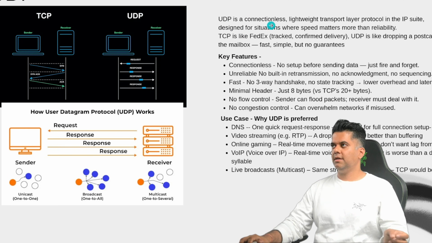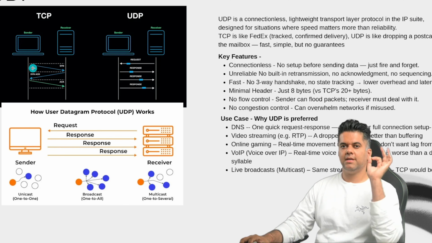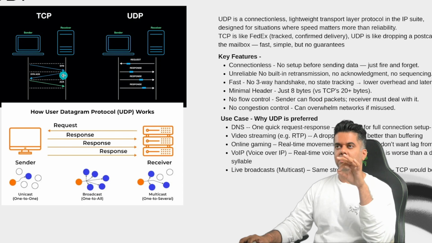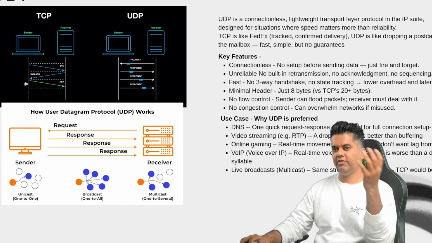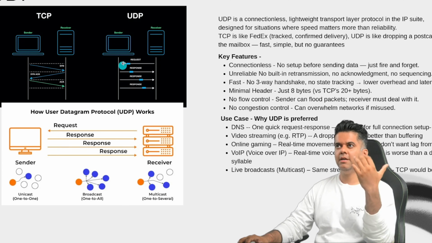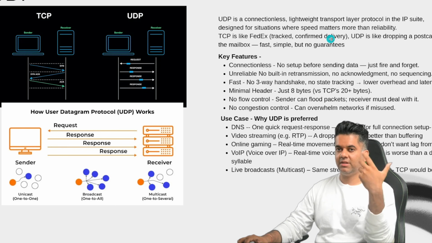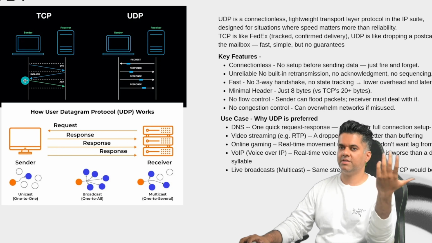So UDP is a connectionless, lightweight transport layer protocol in the IP suite designed for situations where speed matters more than reliability. TCP was extremely reliable, right? Because we were sending the SYN messages, and then for a few of the packets we were sending ACK, but here also we were sending ACK to start the conversation. With UDP, not only do you not need to send SYN, SYN-ACK, ACK to start the conversation, but also every single time you're sending packets, you don't have to send that ACK message. So it improves upon TCP in many ways, but it's only good for use cases where speed matters more than reliability. In cases where reliability is more important, obviously TCP is still better.